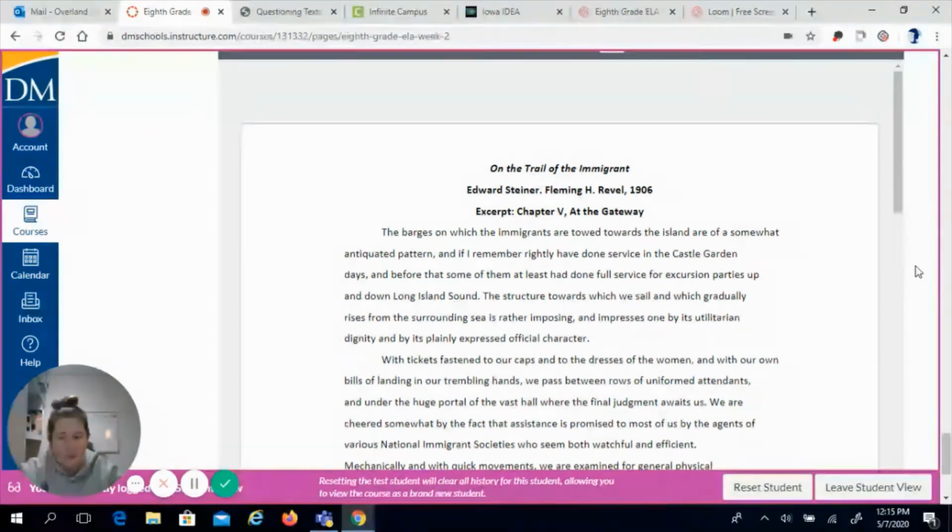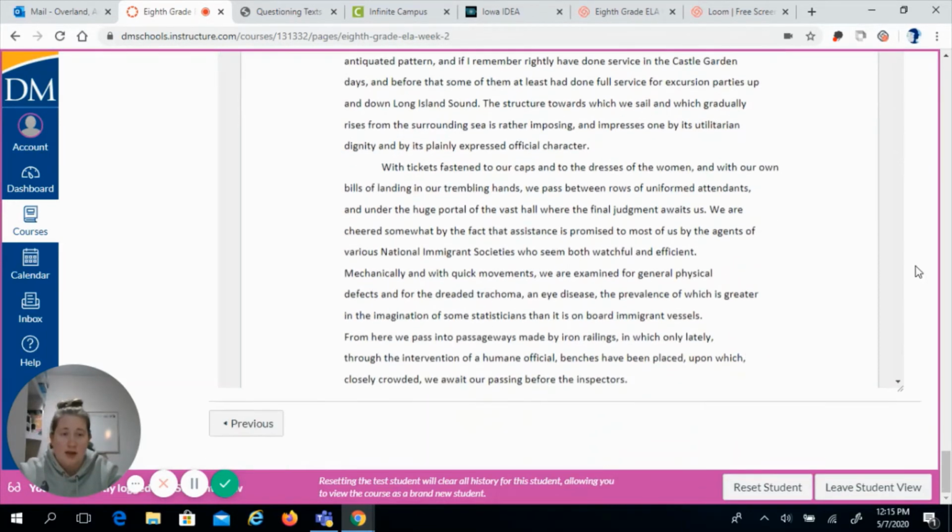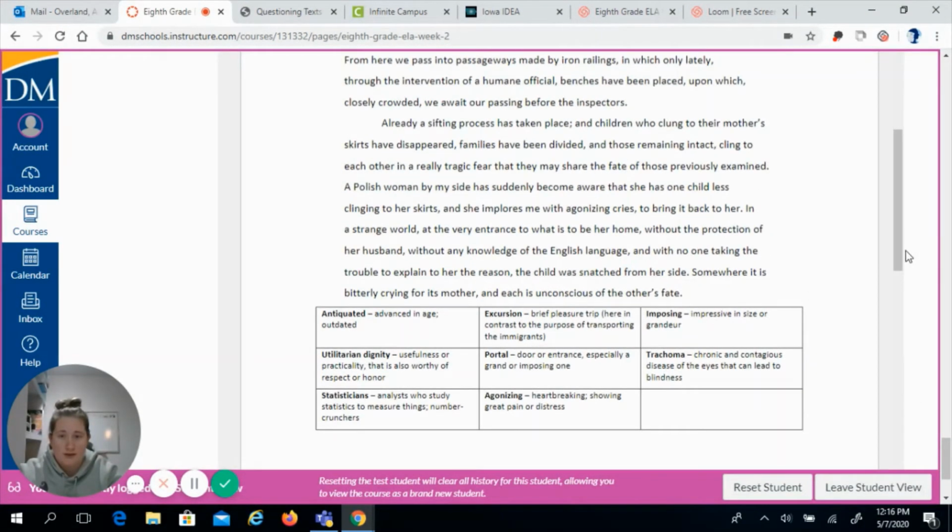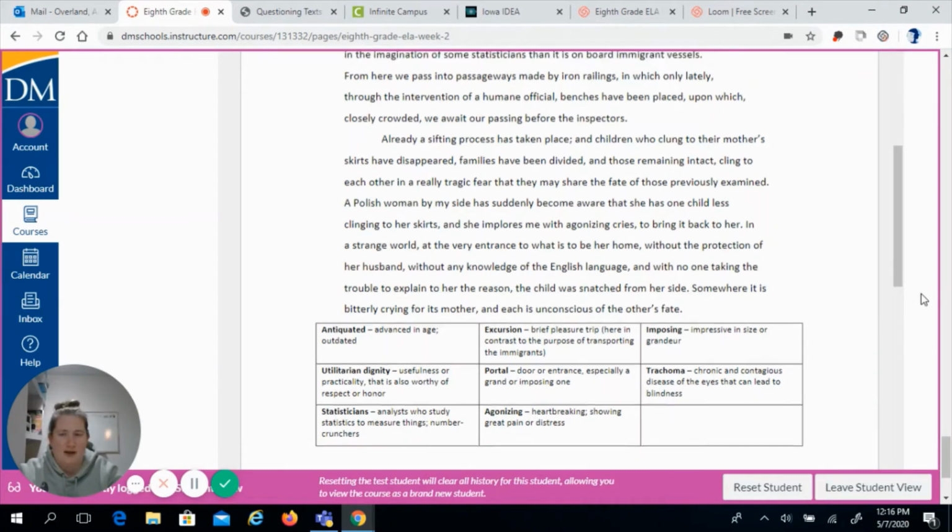The other thing I want to point out to you: there are some large vocabulary words in this. However, we have been given a glossary down at the bottom. So if you get to a word you don't fully know, check the bottom. Otherwise, use Google. There were definitely some things I didn't know, like trachoma, which is a chronic and contagious disease of the eyes that can lead to blindness. I didn't know what that was because I'm not well versed on eye diseases.